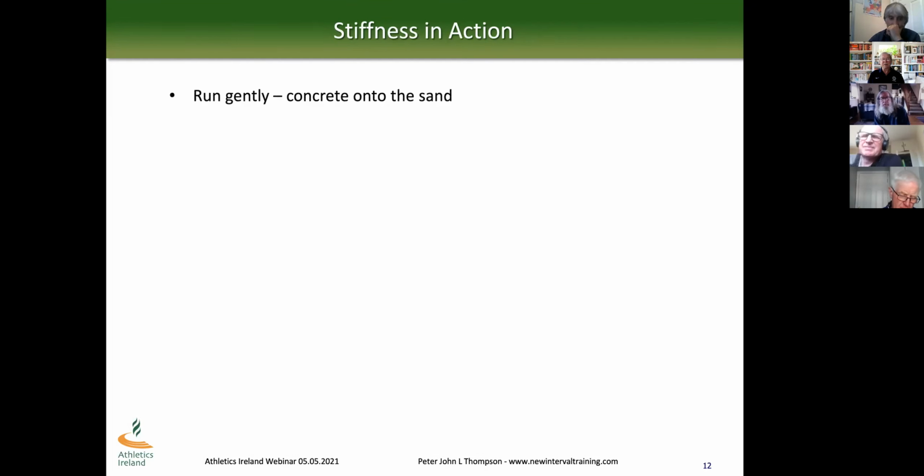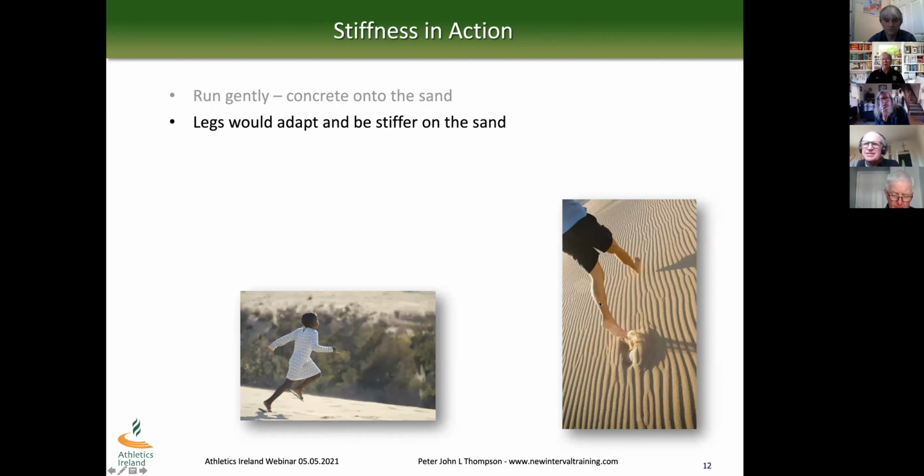So let's think about stiffness in action here. I want you to think about perhaps being by the sea and being in a car park, and you just parked the car and you're going to run onto the sand. You run easily across the car park and onto the sand. When you do that, there's an adaptation. As you're running slowly onto the sand, your legs, your biokinetic system will become stiffer to counteract this hyper-compliant, particulate surface under your foot. So we know that the biokinetic chain can adapt.